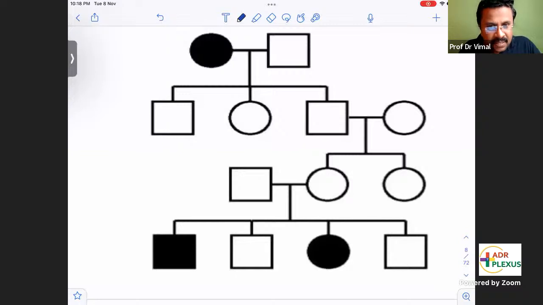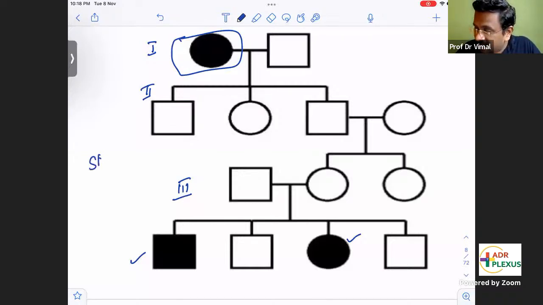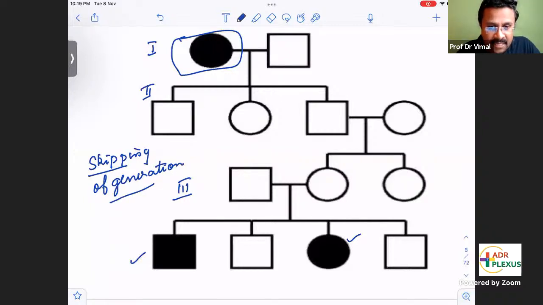See here, here also both males and females are affected. But what is very important you have to know is, in the first generation one person is affected, but in the second or third generation nobody is getting affected in the family. So that means there is a skipping of the generation. This is a very important point. Skipping of generation is seen in this type of pedigree.